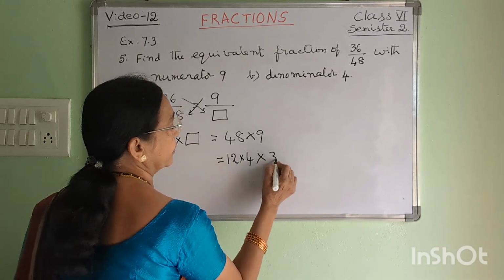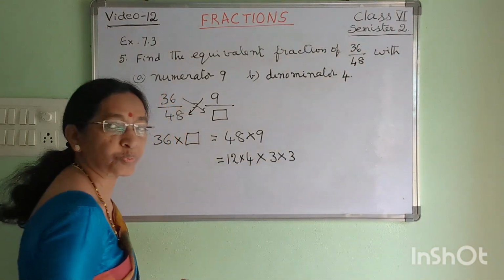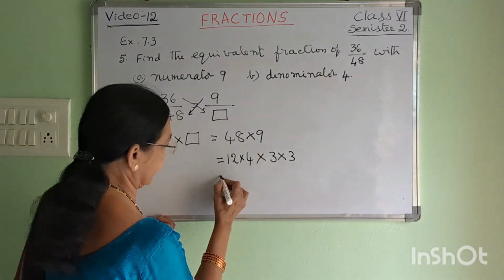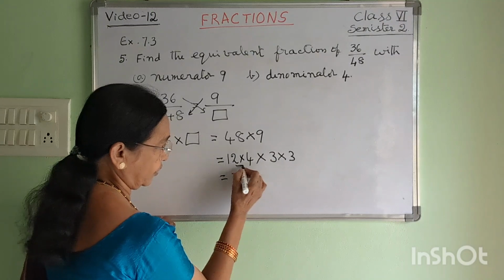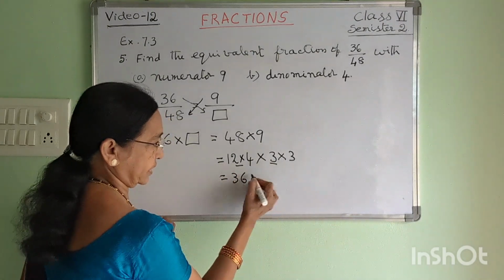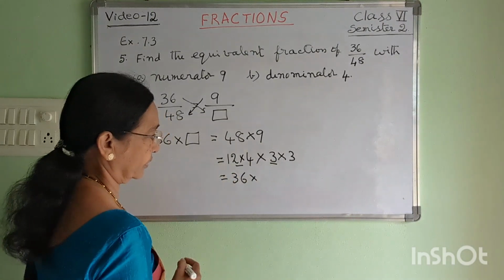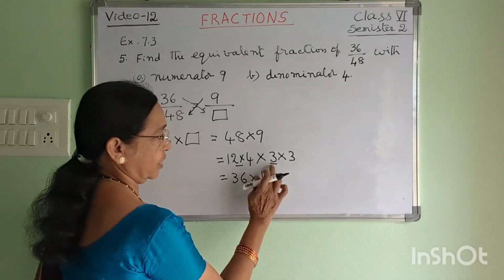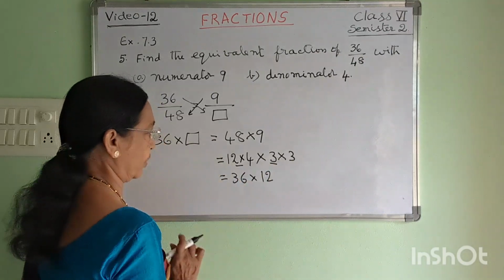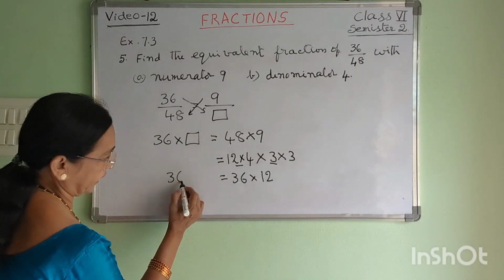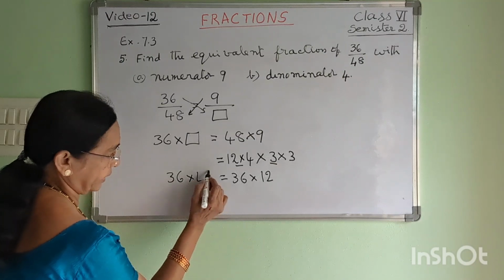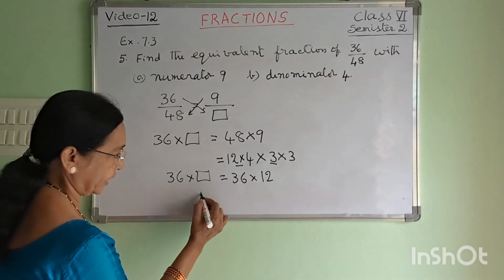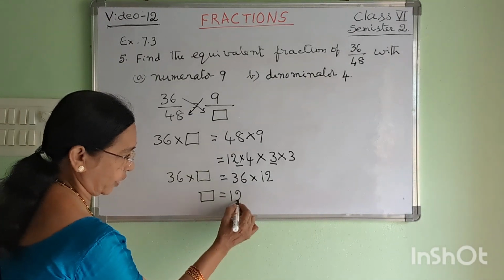Similarly 9 can be split into 3 into 3. Now 12 3s are 36, therefore 36. 12 3s are 36 and 4 3s are 12, so 36 into 12. So on the left side, 36 into blank is equal to 36 into 12. Comparing these two, we get that blank is equal to 12.